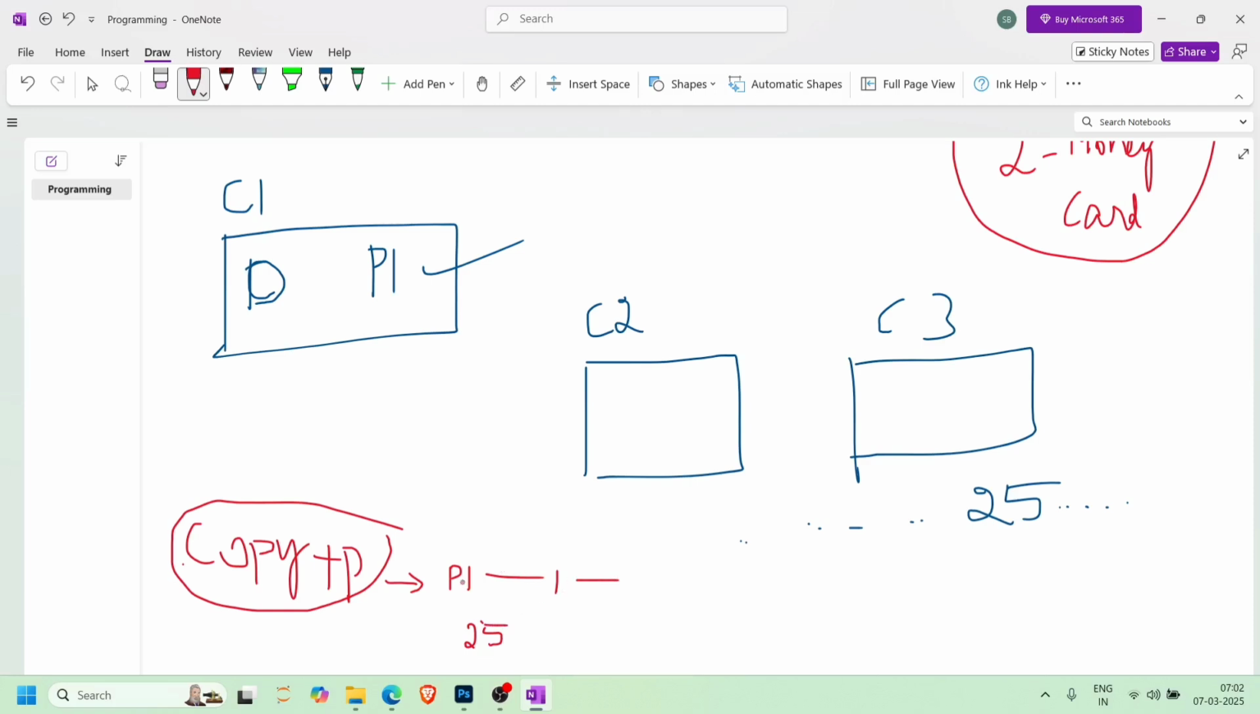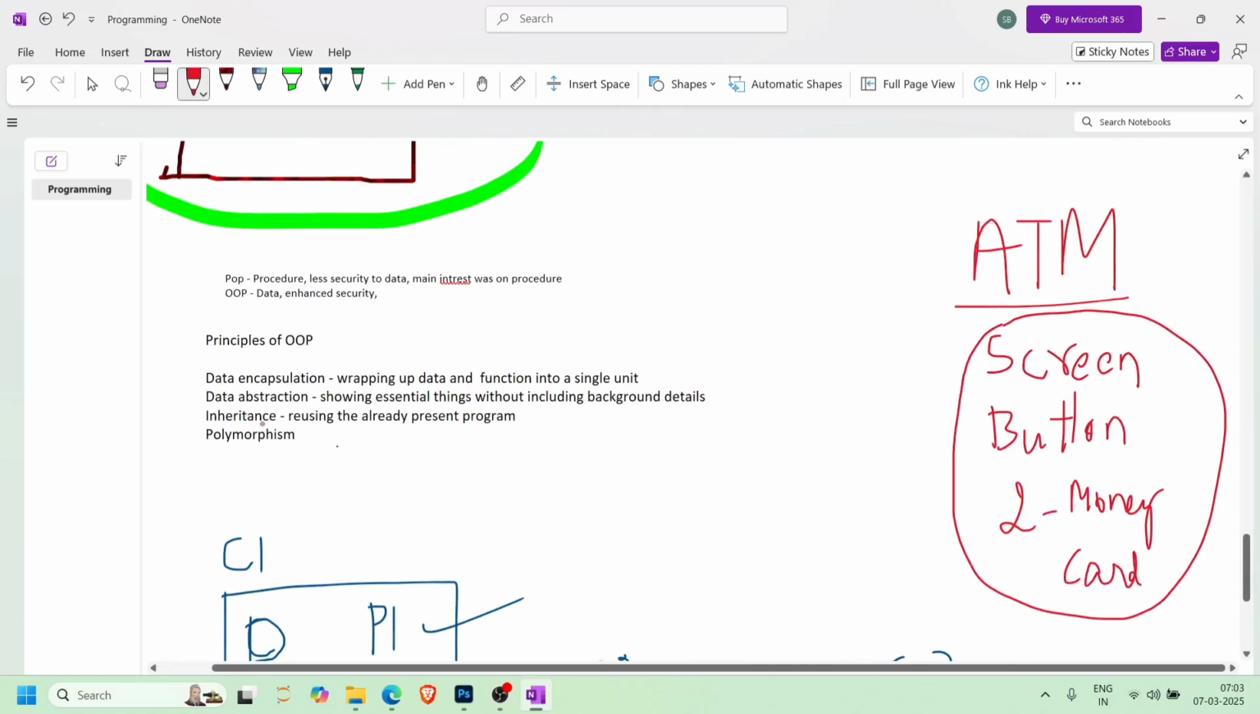So after writing my program, I want some changes. So what happens now? I have to go to all 25 locations and make changes. Or if I made some mistakes in the first place, I have to go to all 25 places and correct them. Plus, the length of the program will be very long. So to avoid all these problems, we use a concept called inheritance.